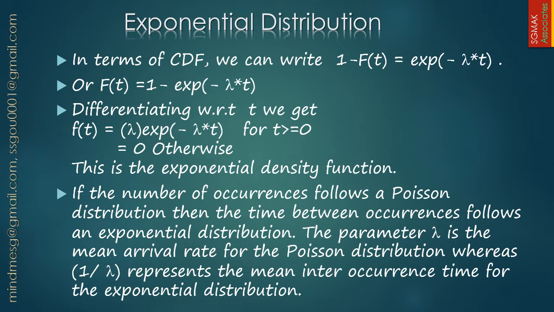So if I take lambda as 2 and my time unit is hour, then in a Poisson distribution we are saying an average arrival of 2 per hour. Then when you convert to the exponential distribution, the average inter-arrival time is 1/2 of an hour. On average, every half an hour, an arrival is taking place.